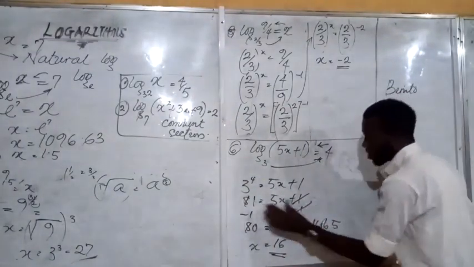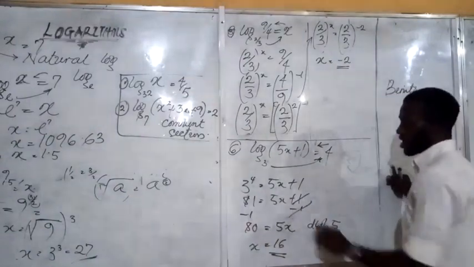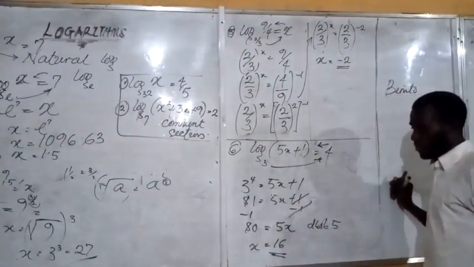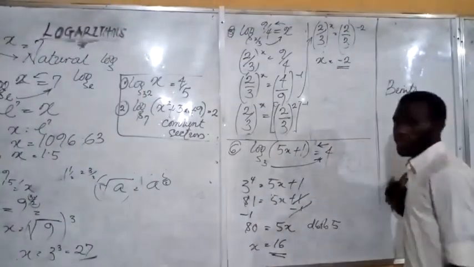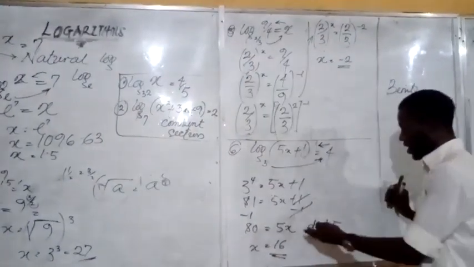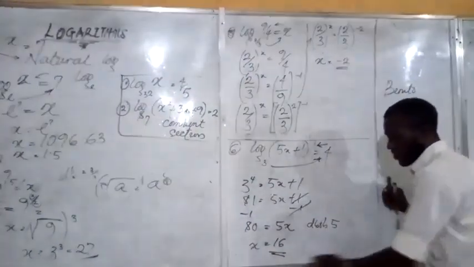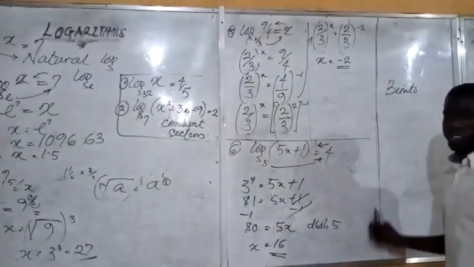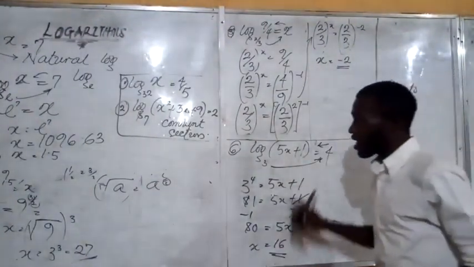If we subtract 1 from here, it becomes 0 here, and we have 5x left here. And this minus this gives us 80 here. So 80 is equal to 5x. Then we can now divide both sides by 5. So x is equal to 16. As simple as that. So this is the last question.